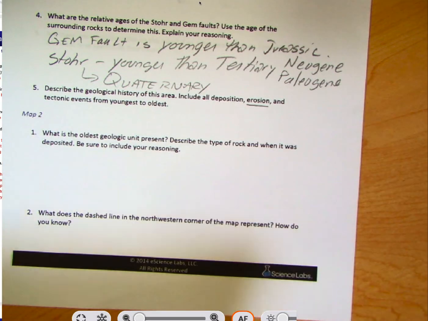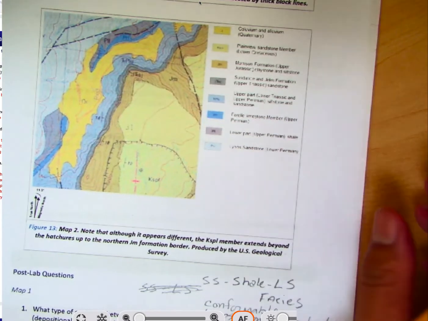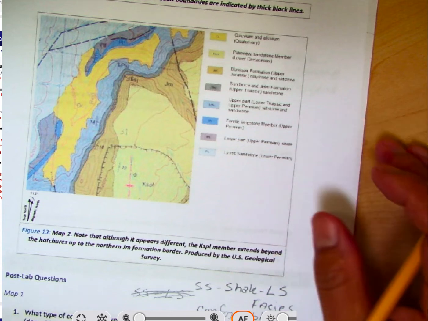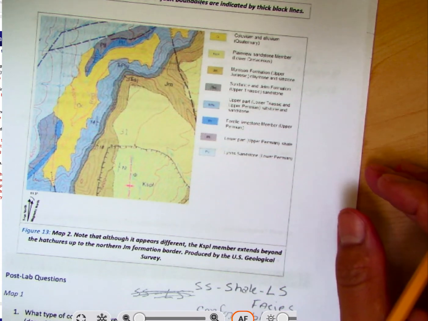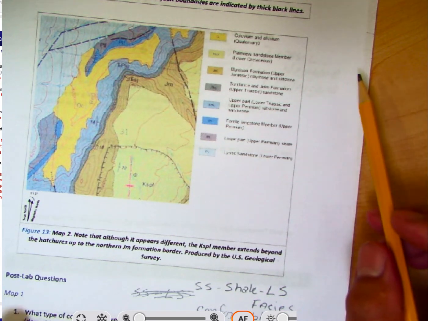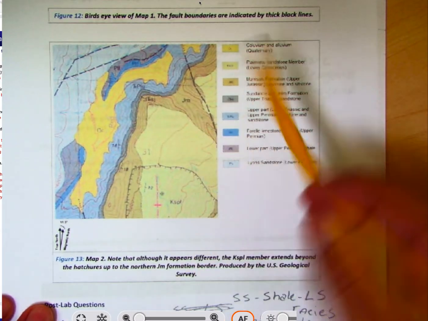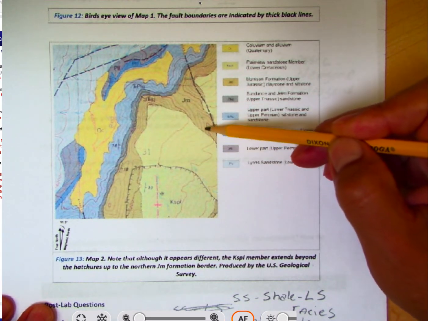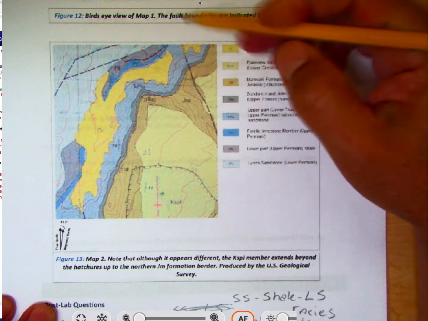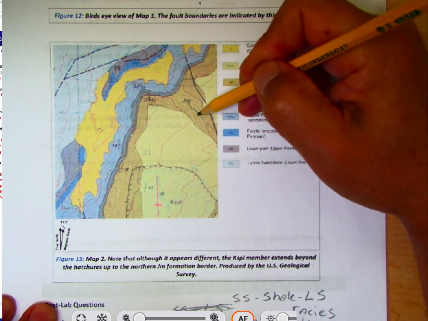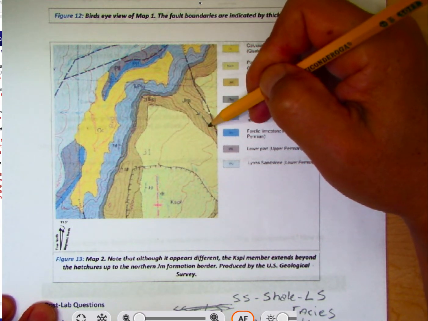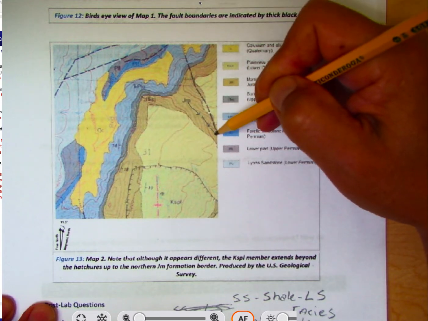All right, so let's look at map number 2. And this is a little tricky one where we have to look at some of the features here. One thing I see right away on this map is that the contour lines are showing that a stream is flowing down in this direction here. You can see the rule of V, so the stream is flowing this way.